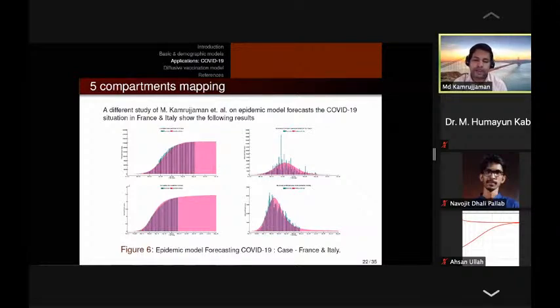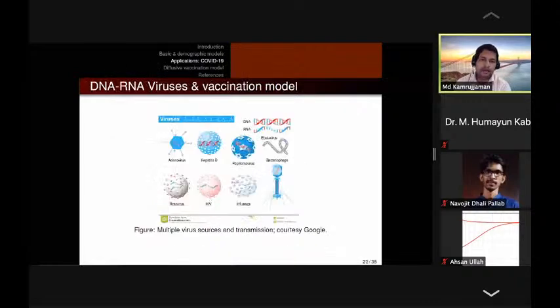the second wave is running, if you observe or if you follow that. The second wave is a little bit smaller than the previous wave. And now we are going to the last phase, that is the vaccination model.